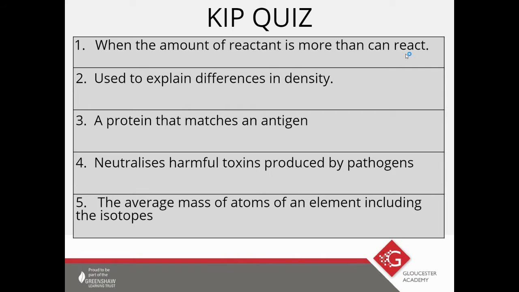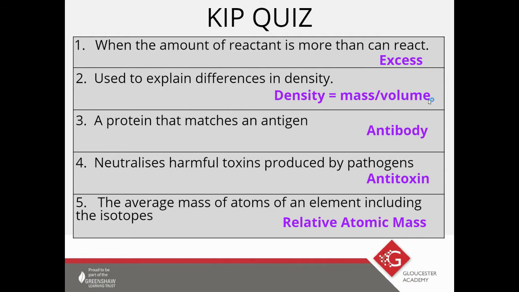When the amount of reactant is more than can react, it's in excess. We use the formula density equals mass over volume. MPV was my favourite, mass equals density times volume. A protein that matches an antigen is the antibody. Antitoxins neutralise harmful toxins produced by pathogens. And the average mass of atoms of an element, including its isotopes, is the relative atomic mass. That's the value that you find on the periodic table and we've been using in calculations recently.